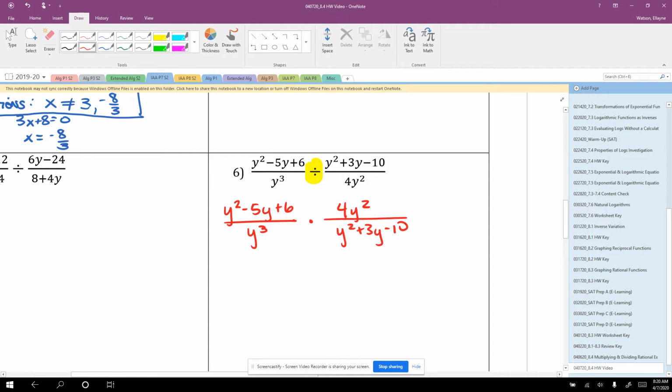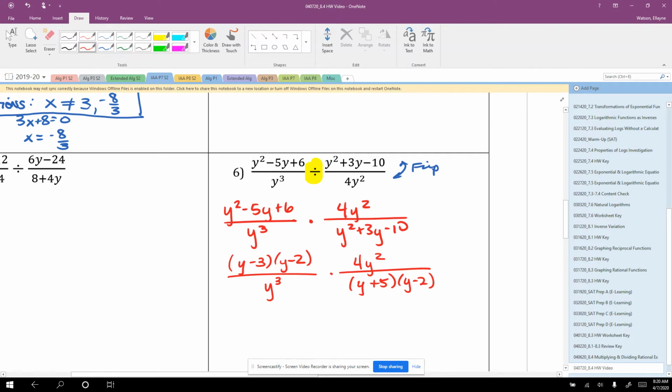Okay, now let's factor. Just so you know, what I did right here is I flipped it so that I can multiply with the reciprocal. All right, factor everything you can so that we can see if there's any common factors that we can cancel out. So first term, the top is going to factor 2y minus 3 times y minus 2. The bottom stays as y to the third. Second term, 4y squared stays as is. Bottom factor is 2y plus 5 times y minus 2.